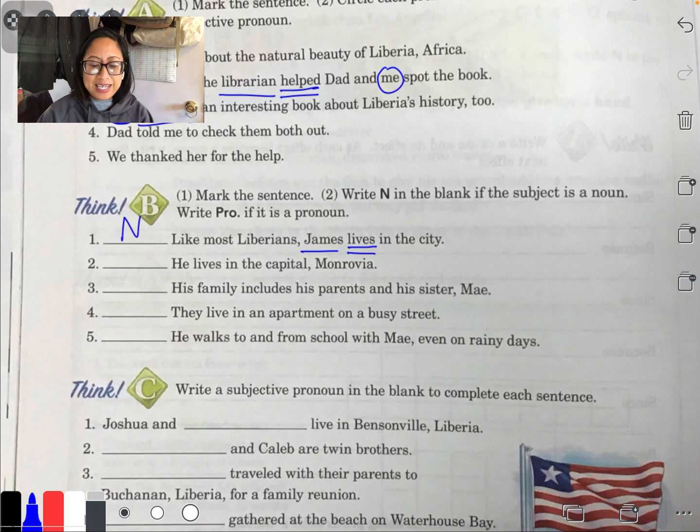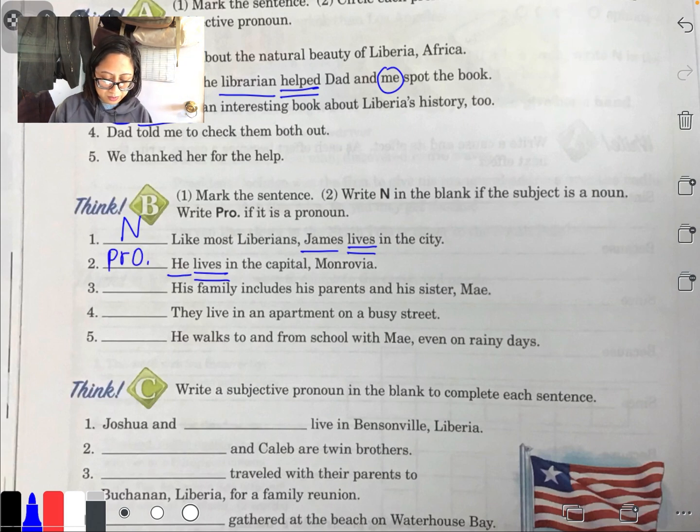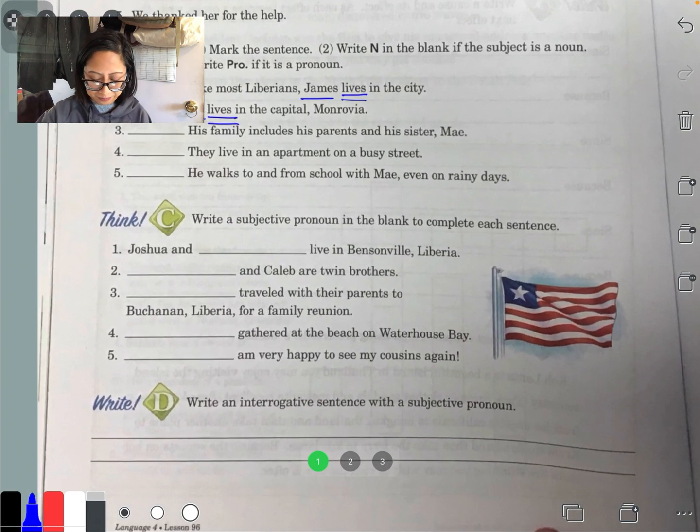Number 2. He lives in the capital, Monrovia. What's happening in the sentence? Oh, he lives. Okay. Who lives? He. Now, is he a noun or a pronoun? I, you, she, he. Oh, it's a pronoun. So I'm going to put P-R-O in the blank. Okay. We're going to do 3 through 5 together at our Zoom meeting.